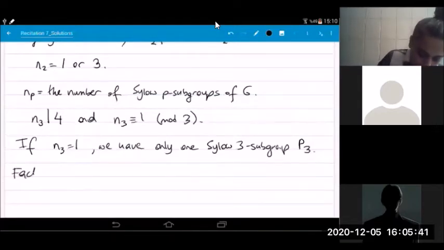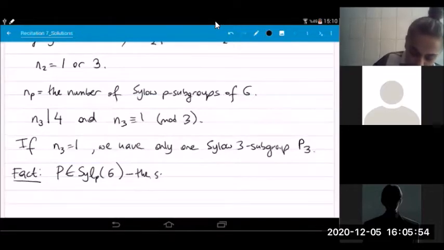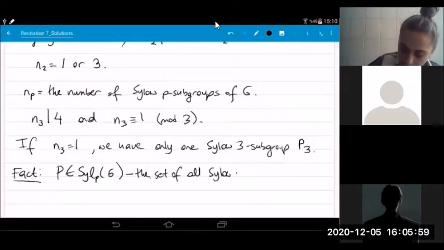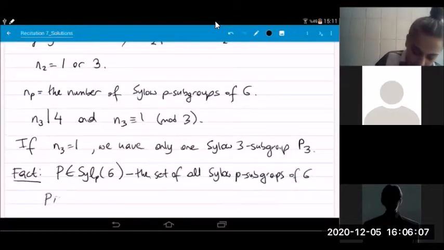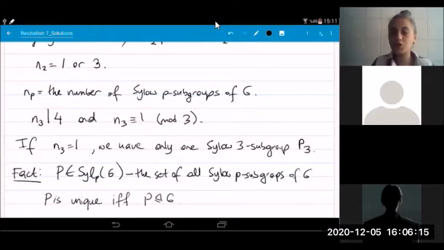Fact, let me write it down. Let P be a Sylow p subgroup of G. Syl_p(G) denotes the set of all Sylow p subgroups of G, and P is unique if and only if P is a normal subgroup of G, right? Do you know how to prove this statement?